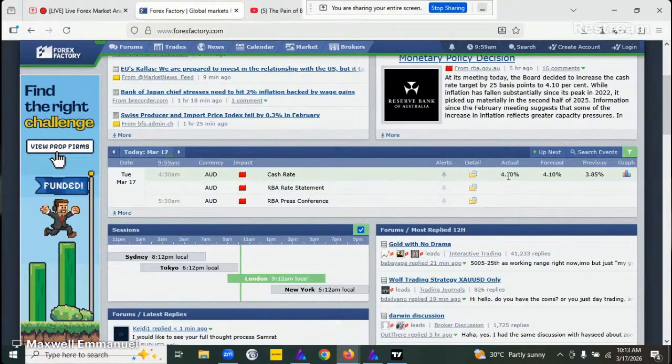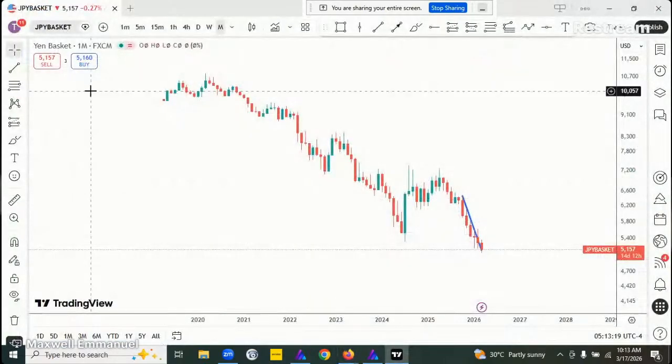If you are considering trading Australian dollar pairs, look out for your technical patterns. If your buyers or the structure on those pairs is bullish, you look for buys. If it is bearish, you look for sells. I don't think this would have much impact on Australian dollar pairs. So let's go to TradingView and analyze the yen basket.